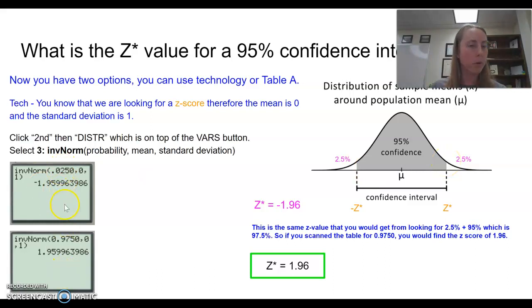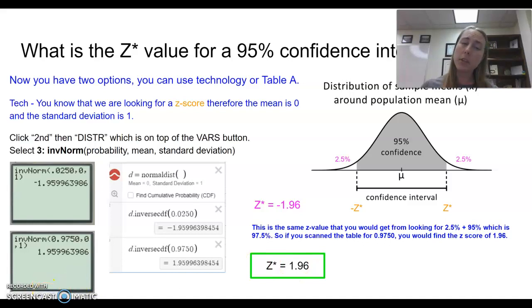You can choose, and I've shown both here just to verify that they do in fact give you the exact same answer, just with opposite signs. So the probability goes first. The mean will be 0 because we're looking for a z-score, and z-score distributions always have a mean of 0 and a standard deviation of 1. So the mean is 0, the standard deviation is 1 every time, and then you're just going to change that probability number. And you can use that left tail probability, or you can use the sum of the middle and the left tail, and they'll give you the same value just with different signs. And our z-star is going to be the positive version.